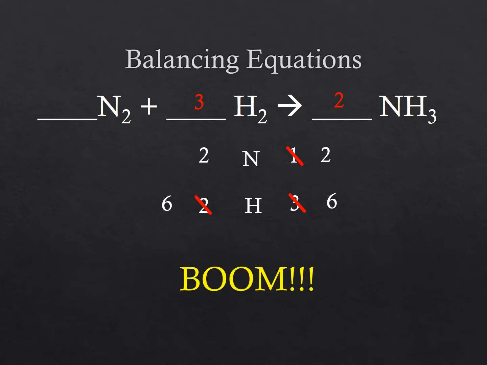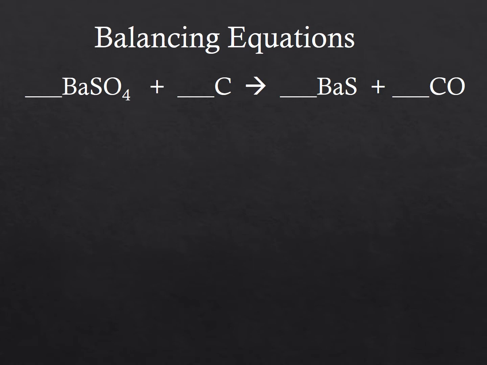Boom. Okay, let's do it again. We have barium, sulfur, oxygen, and carbon. So four elements, a little more complicated, but the same steps apply. We count up each element on the reactants and products. There's 1 barium, 1 sulfur, 4 oxygens, and 1 carbon. And on the product side, they're all 1s.